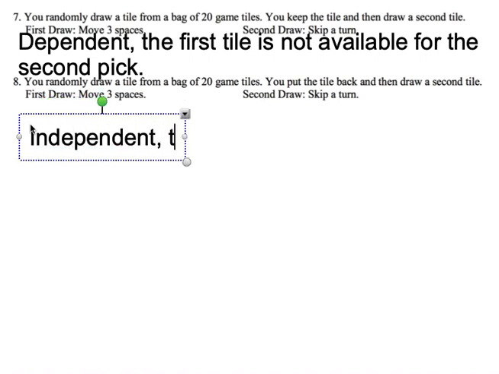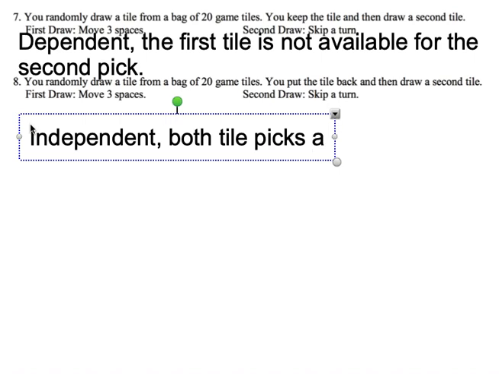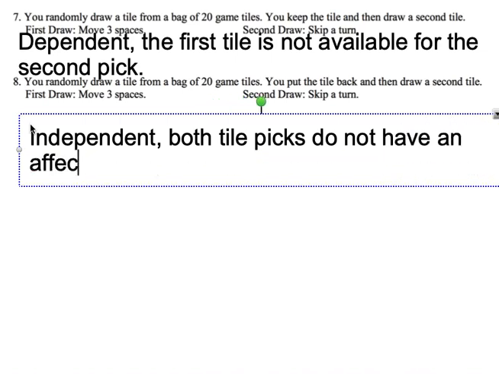Let's say both tile picks are independent. Well, that's just restating the answer there. Both tile picks do not have an effect on the other.